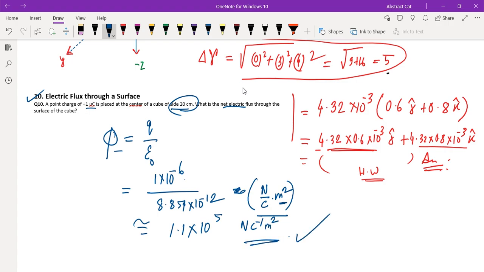That's a very important numerical in the board exam. If you have any doubt in that numerical 10 or any other numerical, you are always welcome in the comment section.